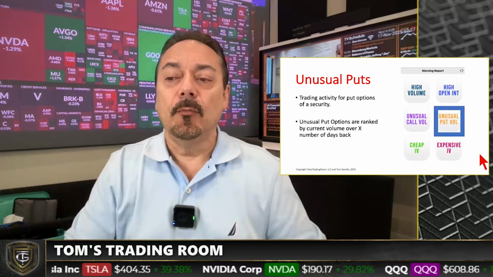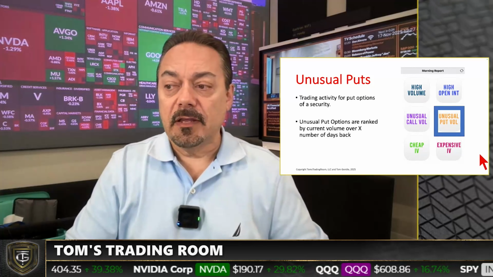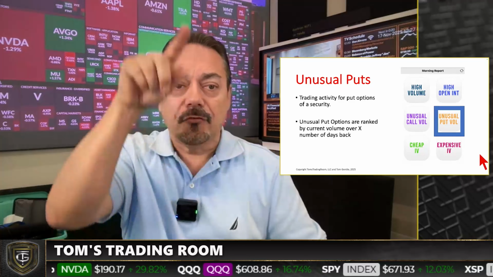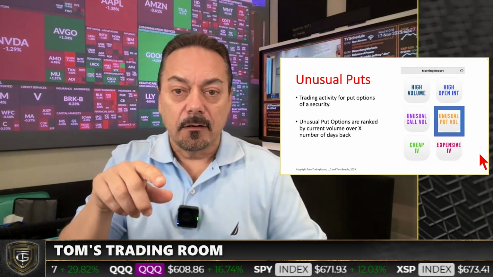Same thing with unusual puts. If I'm looking at put option volume on a stock, this just goes sideways, and all of a sudden it gets a blip on the screen. It's telling me, wait a minute, something's changed about these particular puts. I want to know why.